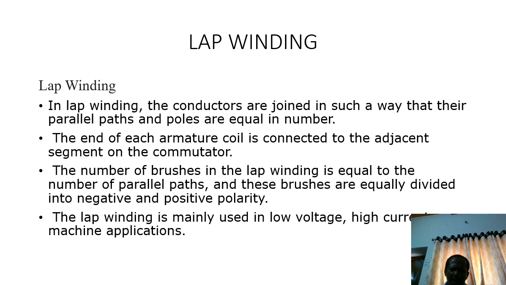The number of brushes in lap winding is equal to the number of parallel paths. The number of poles is equal to the number of parallel paths, and the number of parallel paths is equal to the number of brushes. All are equal. And these brushes are equally divided into negative and positive polarity.